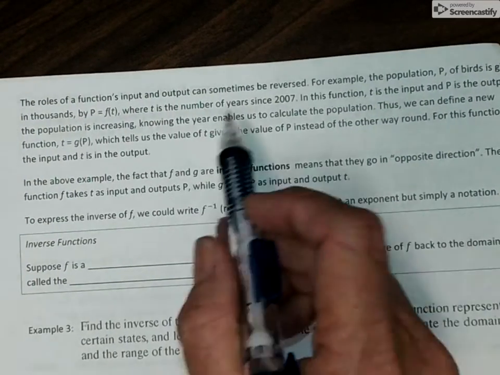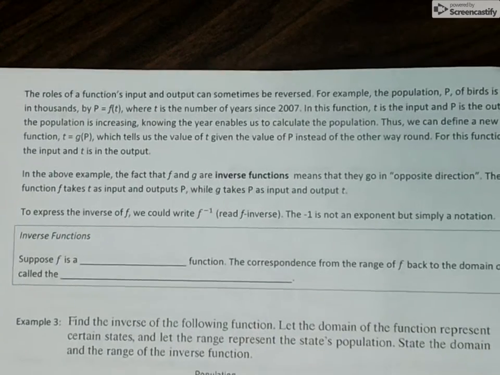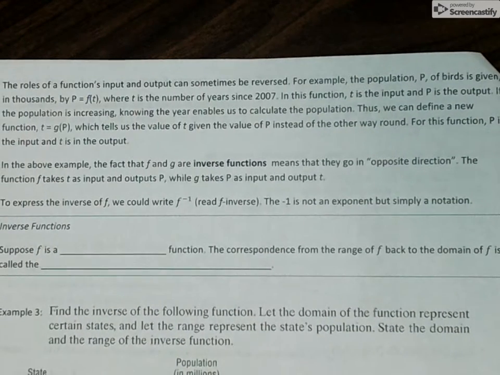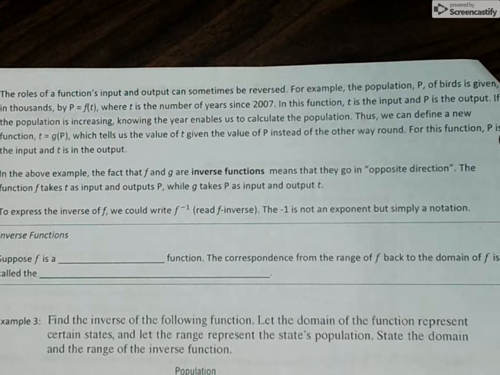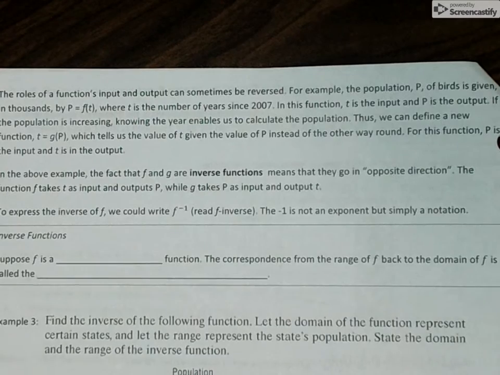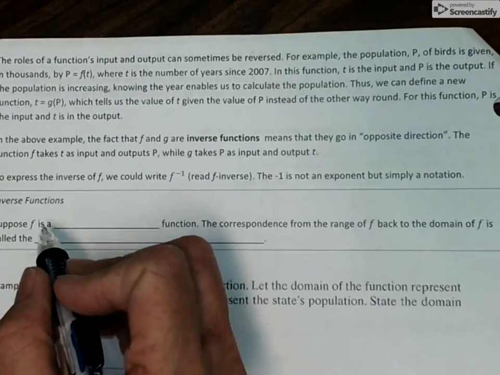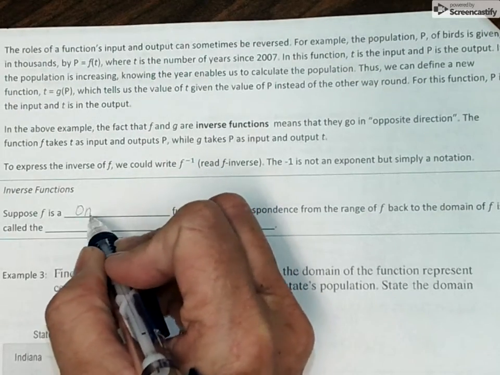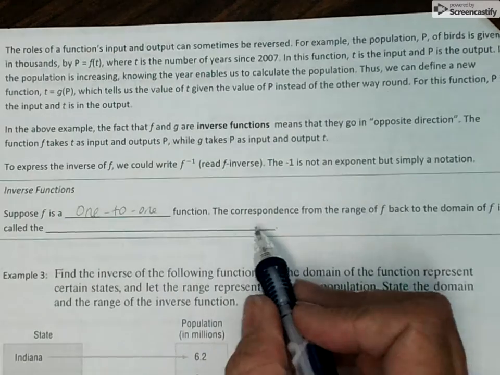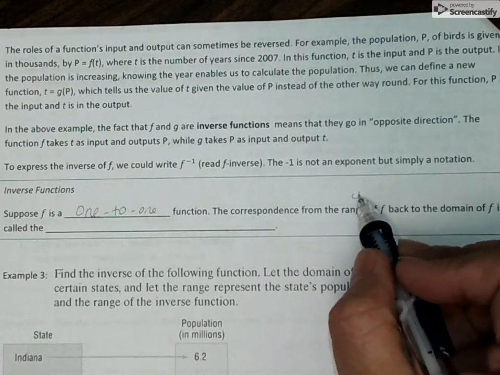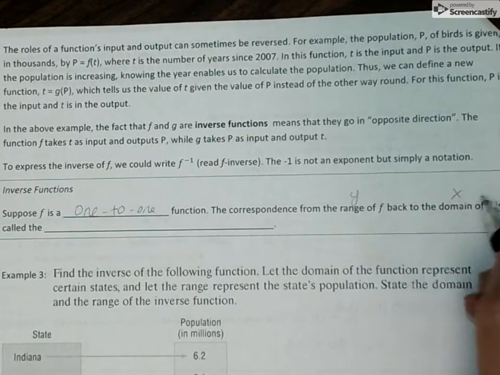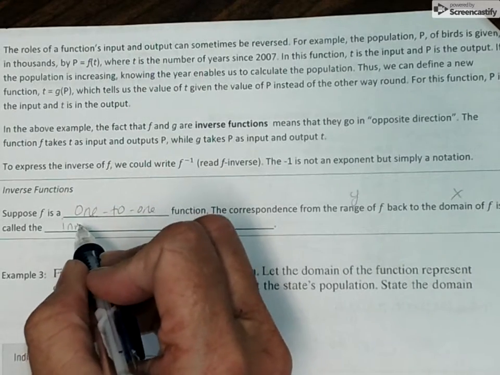Okay, so inverse functions are important because sometimes we want to use the output and figure out what the input is. So for instance, if we have population and years, so we know each year what the population is, if I knew the population, I could work backwards to figure out the year. So that's called inverse. So suppose function f is a one-to-one function. The correspondence going from the range, so my y values of f, back to the domain of f is called the inverse function.